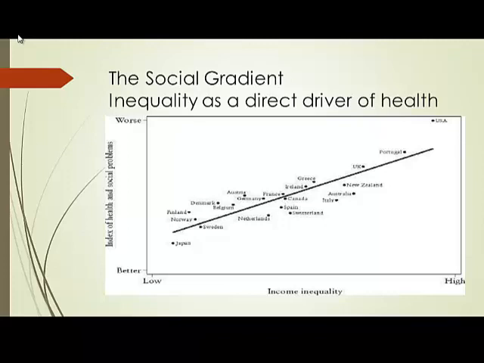So here there is a situation where you have income inequality and an index of health and social problems, and you see that the USA has the highest income inequality, and it is the worst off in terms of health and social problems. It's an outlier. Most of the countries are lying on the straight line. So as you have less income inequality, you have better health outcomes. So basically, inequality itself is a source of social and health problems.